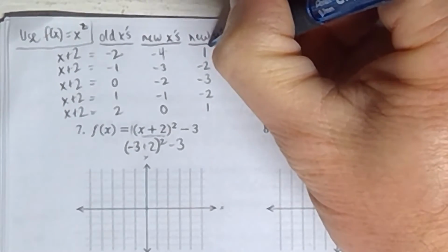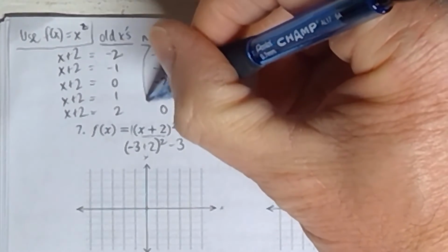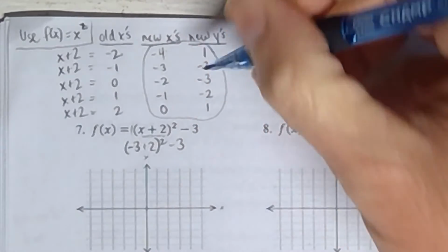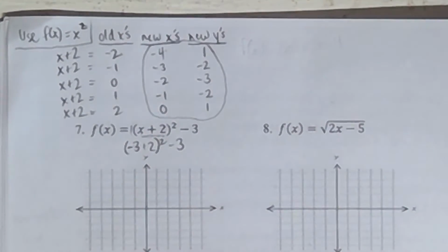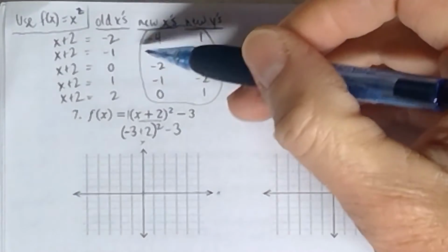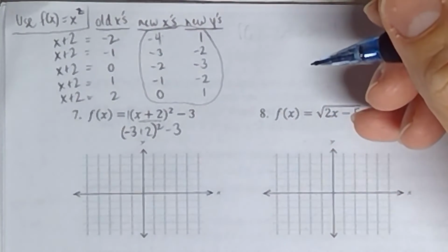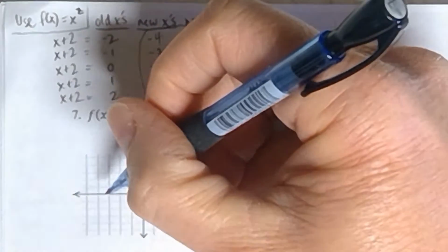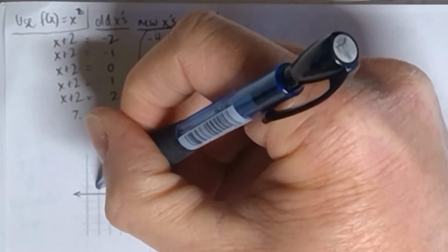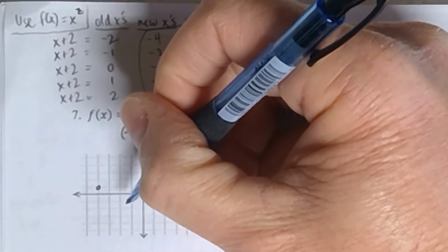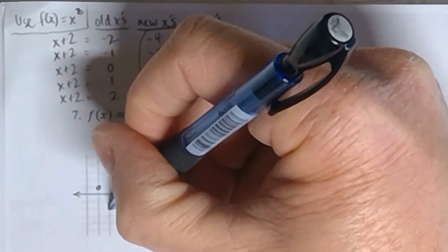So once again, you guys, it's these numbers right here, the x's and y's, that you've got to plot. All right? Where these are the x's and these are the y's. So 5 ordered pairs. Where are they located? Let's see. -4, 1 is right there. Okay, -3, -2 is going to be right there. There it is.